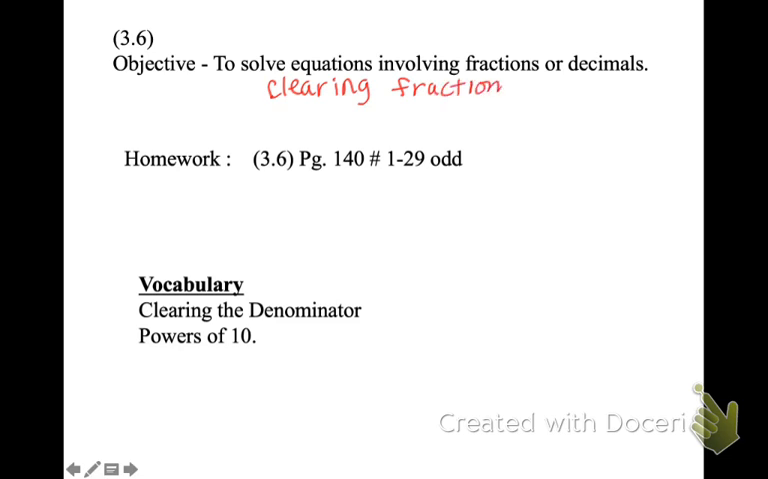Okay, you'll be doing 3.6, page 140, 1 through 29 odd. New vocabulary is clearing the denominator and powers of 10. That's how we're going to clear our decimals.